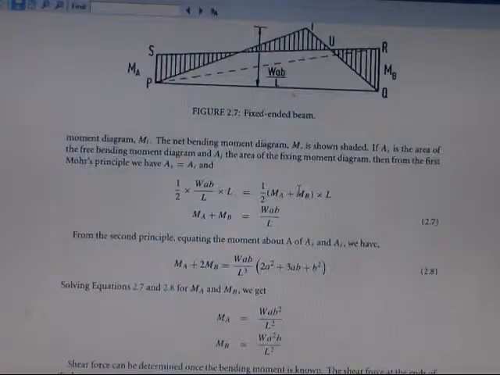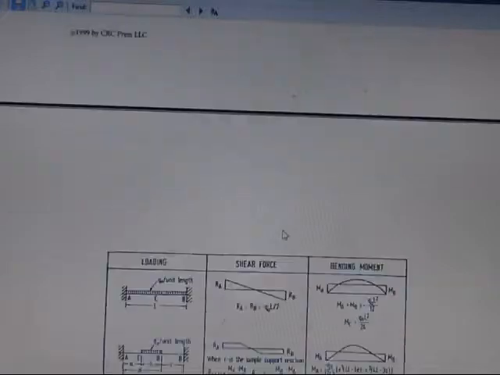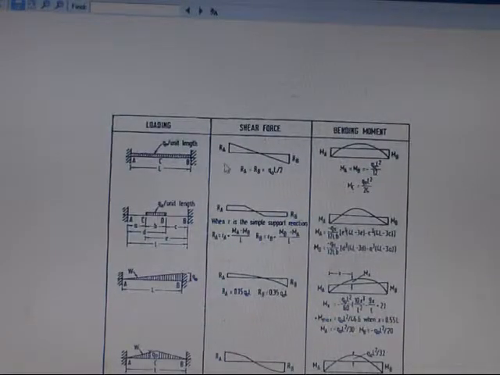And this is also the equation we use to calculate the bending moment equation. Then we're talking about the continuous beam. The continuous beams have loading, shear force and bending moment.